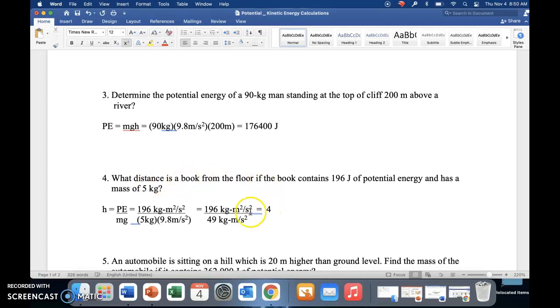We're asking for distance. If I look here, my kilograms cancel out, my seconds per second squared cancel out. I have meters per second and meters, so one of those cancels out. So I'm left with meters. Meter is a unit of distance. So the book is 4 meters off the floor.